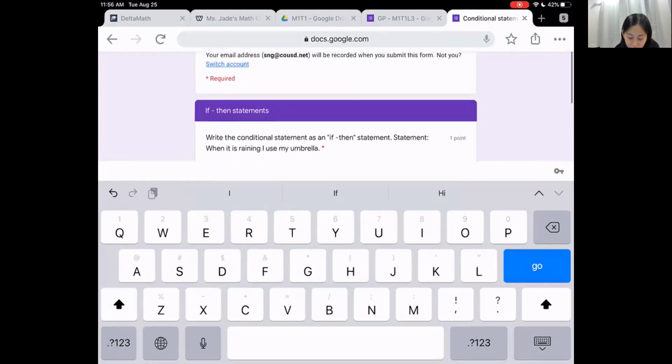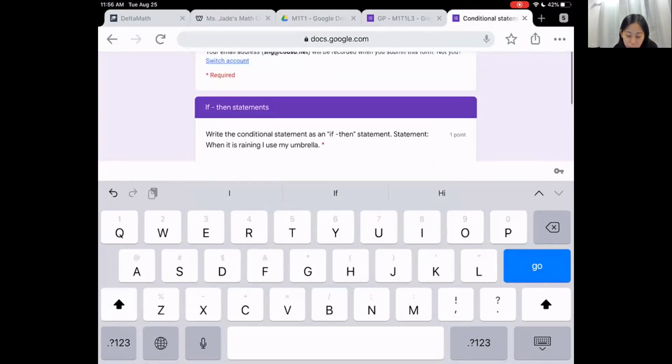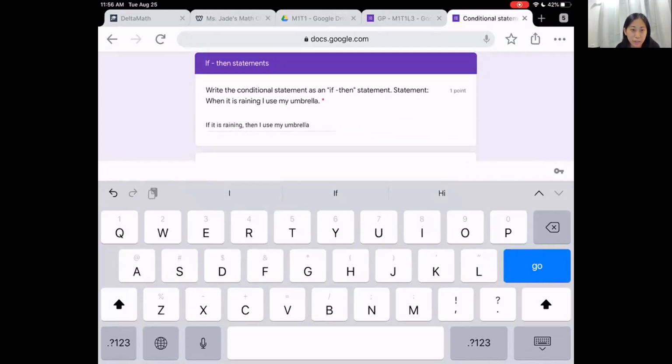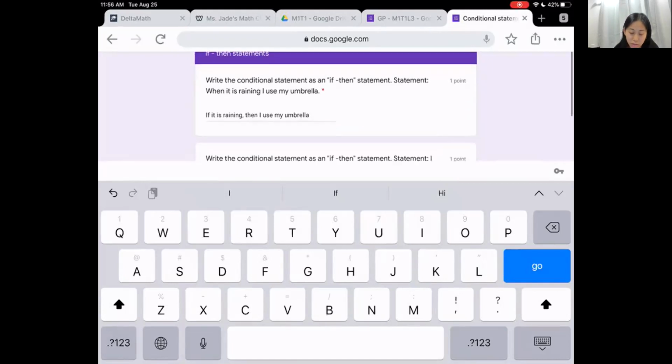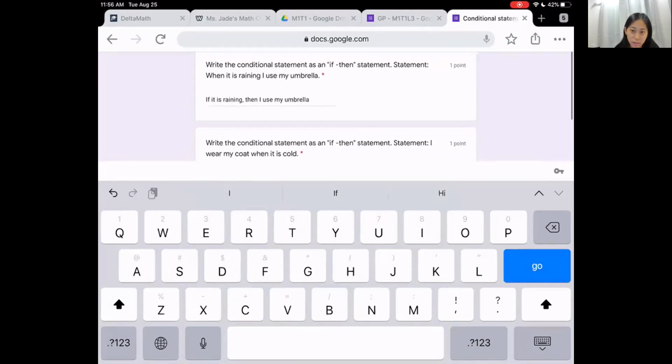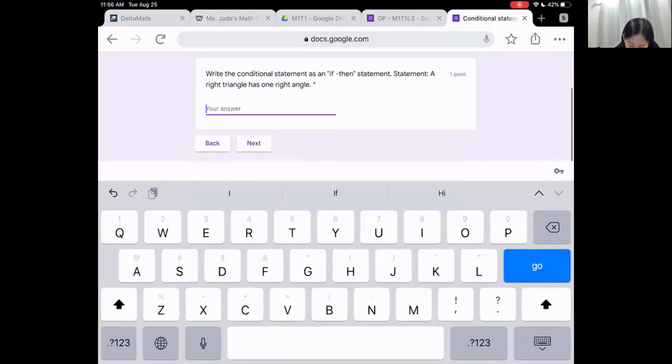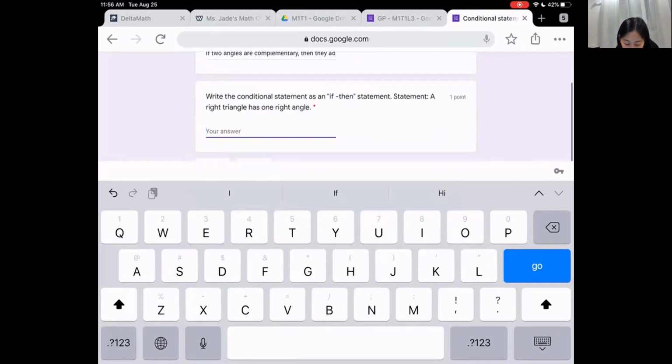So I also had someone ask for number one. Number one is you just have to write it as an if-then statement. So take a look over here. If it is raining, then I use my umbrella, okay? And then we are on the last one. Write the conditional statement as an if-then statement. Statement: a right triangle has one right angle.